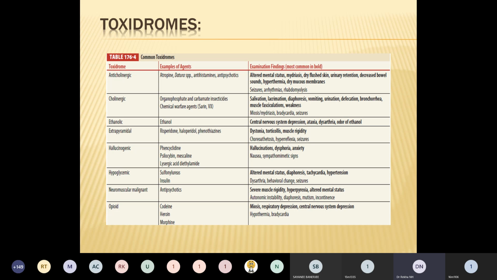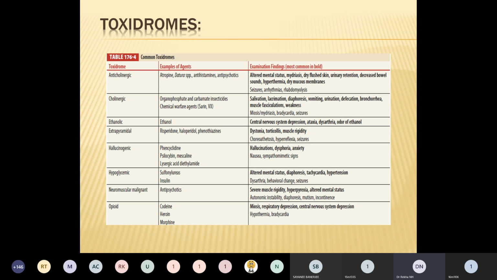These are the different toxidromes, like the anticholinergic, usually atropine. They can present with altered mental status, mydriasis, dry flushed skin, urinary retention and dry mucous membranes. An atropine overdose can cause seizures, arrhythmias and rhabdomyolysis. Cholinergic toxidrome occurs with organophosphorus and carbamate insecticides. Patients can have salivation, lacrimation, vomiting, defecation, bronchorrhea, bradycardia, miosis and even seizures.